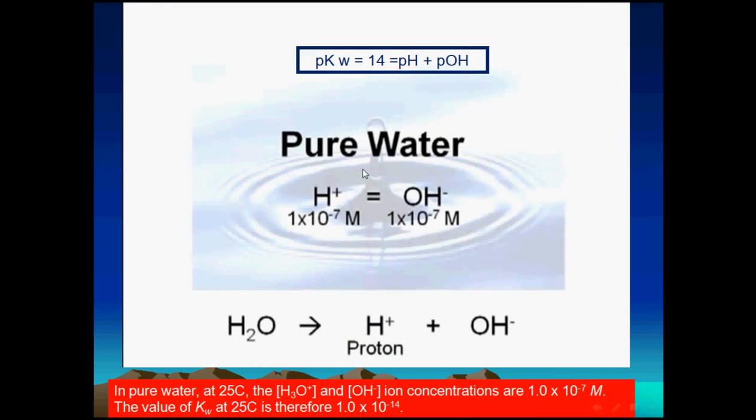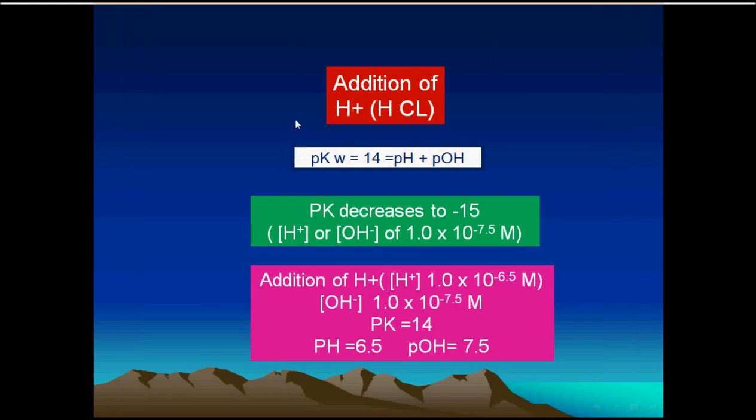Look back again, this is water. The pK of water equals 14, pH is 7, and pOH is 7. If we add an acid like HCl, this means that you are adding a hydrogen ion. So the hydrogen ion will increase, and concomitantly the hydroxyl group will decrease in order to give us a pK of 14.